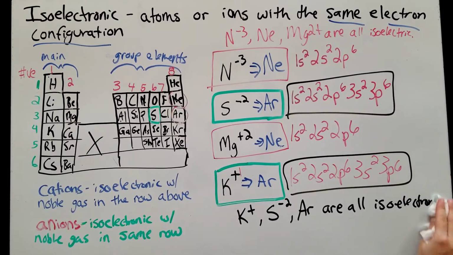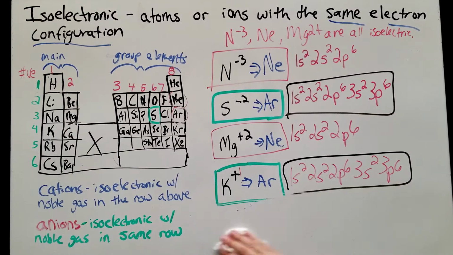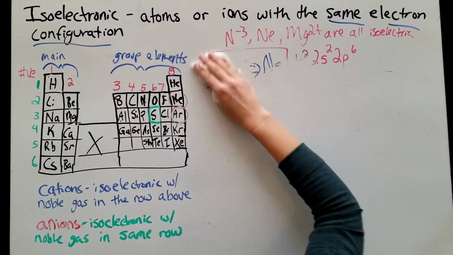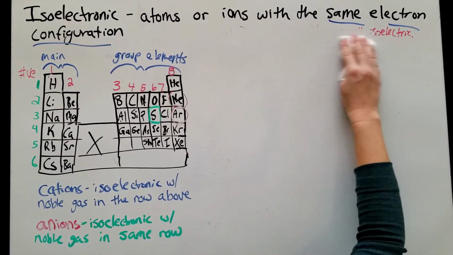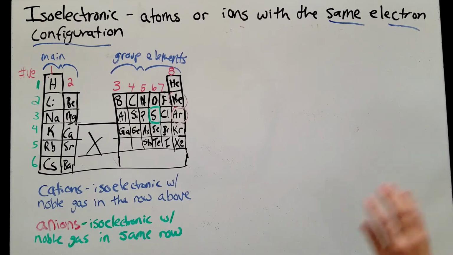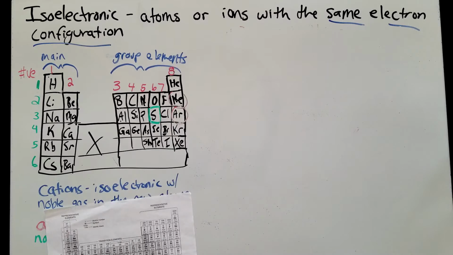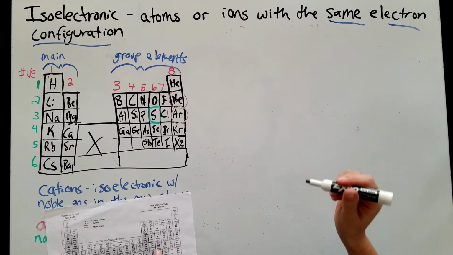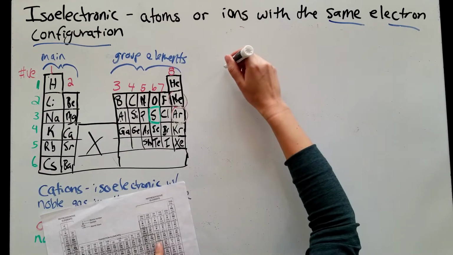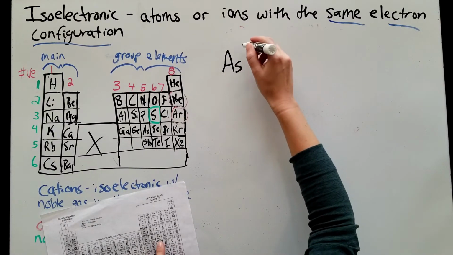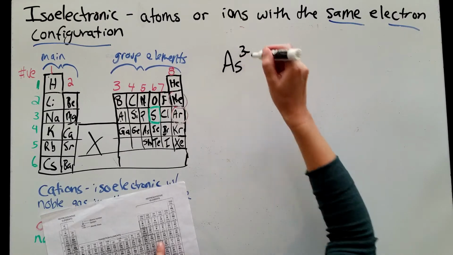All right, so we're going to look at one more example in a slightly different way to try to solidify this concept. So I'm going to word it kind of how you would probably see in a homework question. In a homework question, you'd probably be given 3 atoms or ions and you'd be asked which ones of these are isoelectronic with each other. So let's make a problem out of that. We'll do arsenic with a 3- charge.